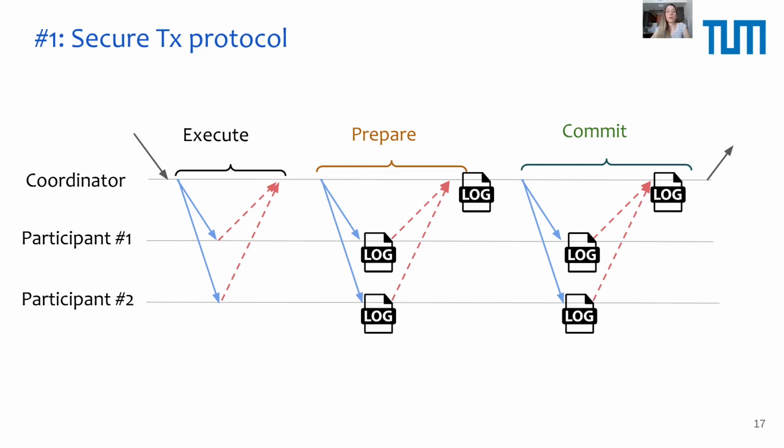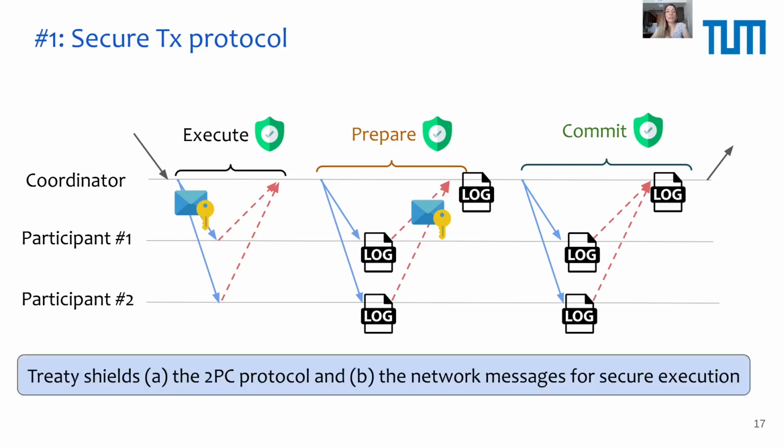So, in Treaty, we have implemented a secure two-phase commit protocol, leveraging the trusted execution environments. We run the protocol within the trusted execution environments to shield its execution and guarantee that the state transitions do not deviate from the protocol specifications. To extend the trust across the network and guarantee integrity and confidentiality for the transaction messages, we build on a secure message format. To sum up, Treaty guarantees secure execution for distributed transactions by shielding the two-phase commit protocol and the network messages.